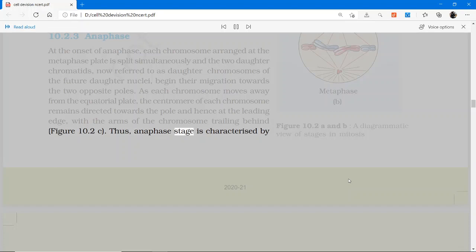Thus, anaphase stage is characterized by figure 10.2a and b, a diagrammatic view of stages in mitosis.